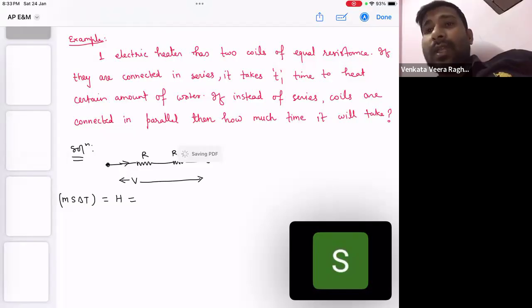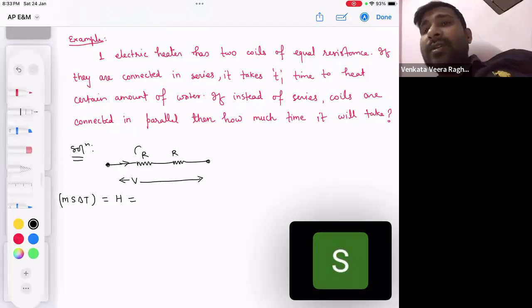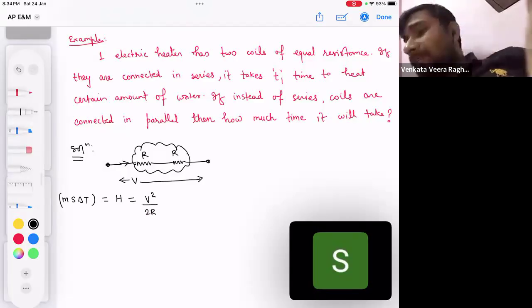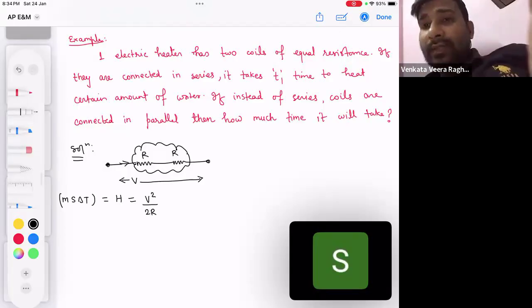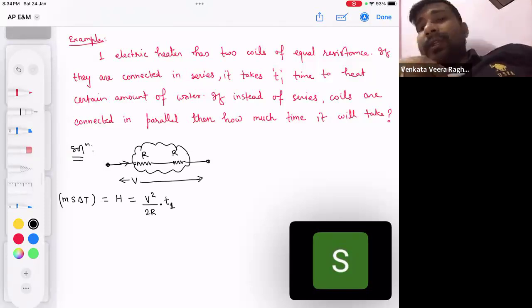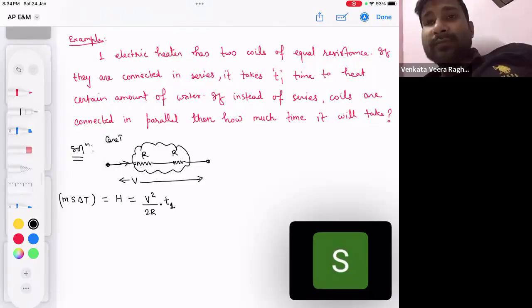How much heat is being generated in this circuit? Can I say V square divided by 2R? Can I say that heat generated is V square by 2R into T? And how much time am I taking to heat that water? T1 time. Understood, case 1, when the coils were connected in series.